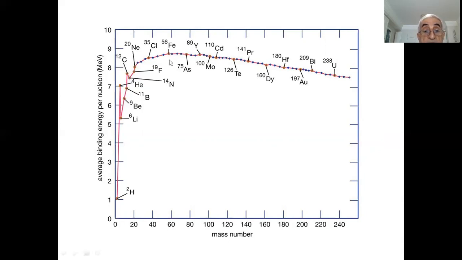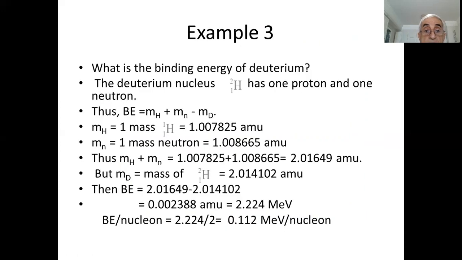It's about between 60 to 70, and then the graph goes down. This is the most important graph in nuclear physics, which shows average binding energy per nucleon in mega electron volts as a function of mass number, or the number of nucleons in the nucleus.